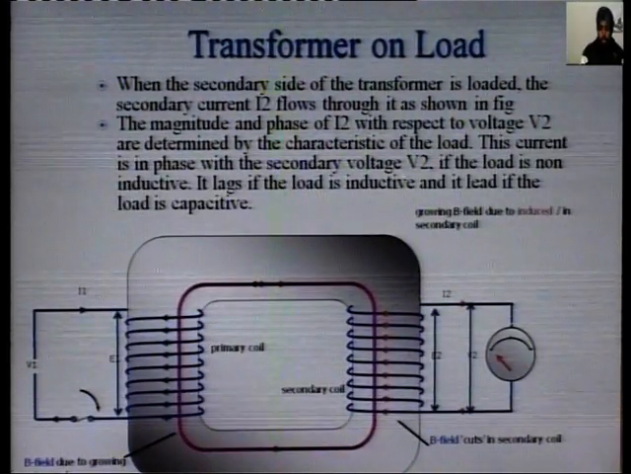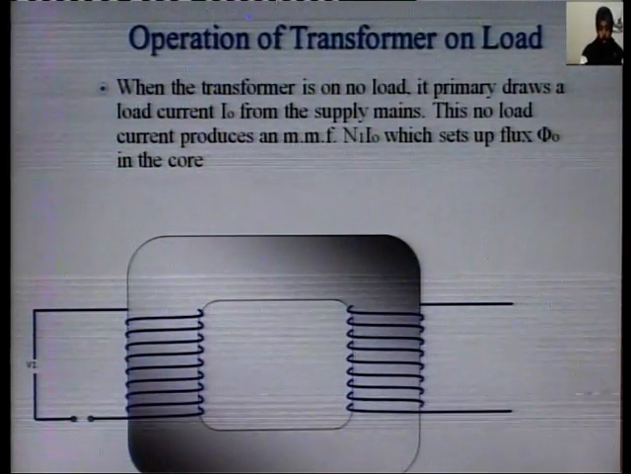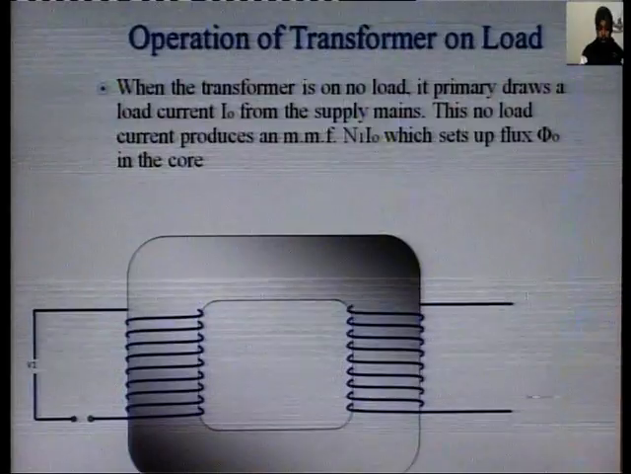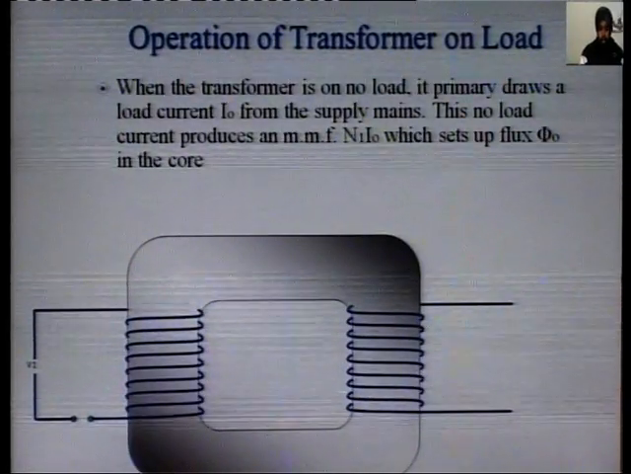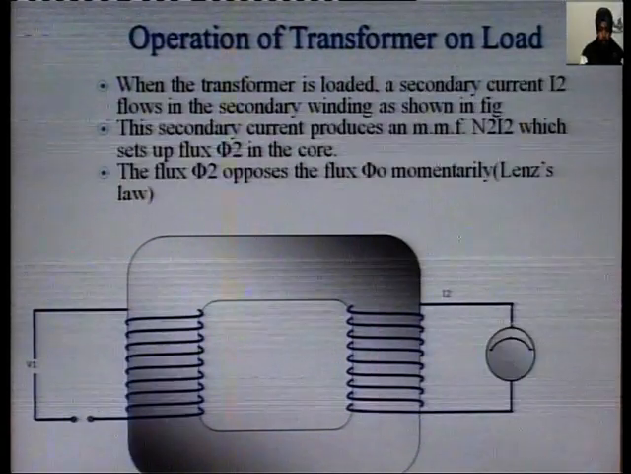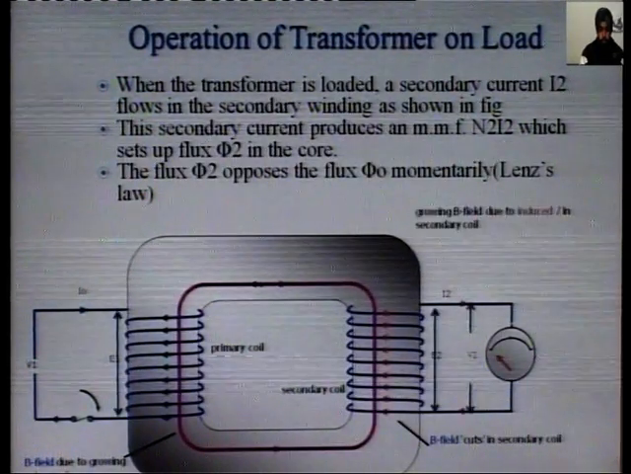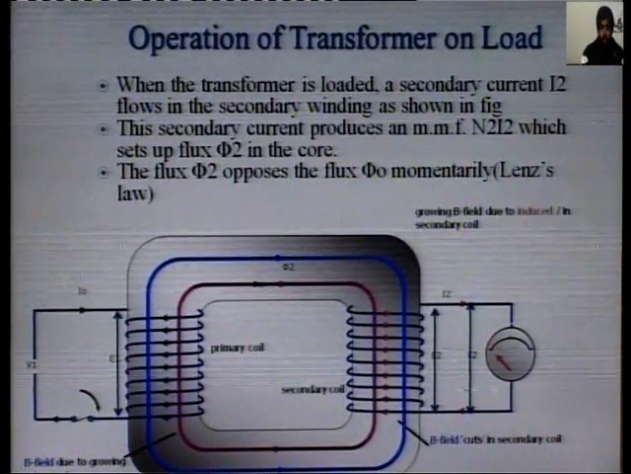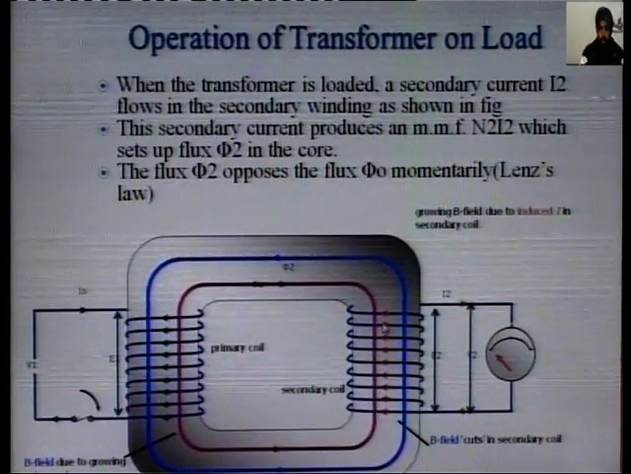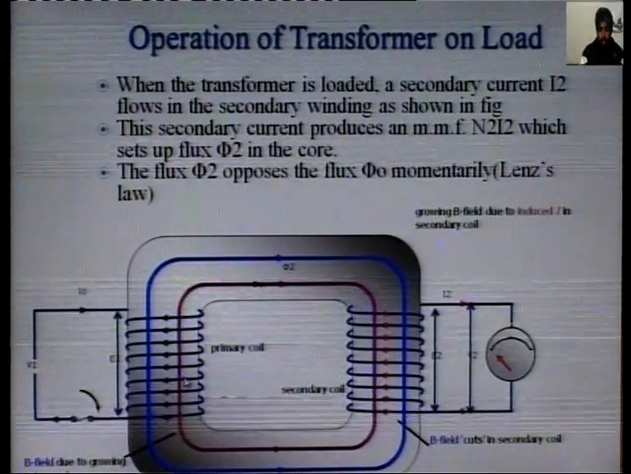When the transformer is on load, it primarily draws a no-load current I naught from the supply mains. This no-load current and MMF N1 I naught set up the flux phi naught in the core. So when current I2 flows in the secondary winding, it produces another flux phi 2, which links with the primary as well as the secondary.